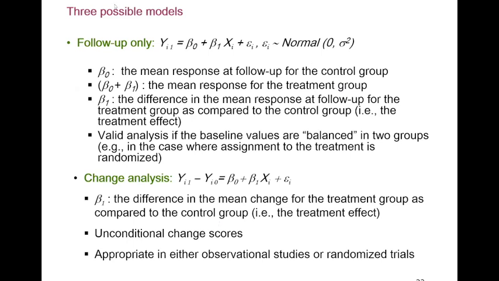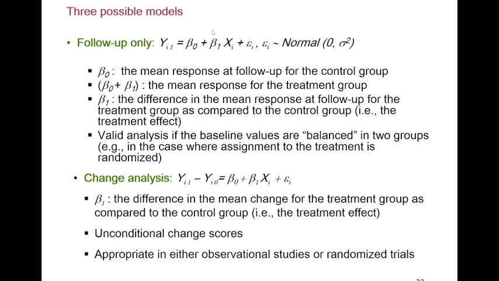There are basically three possible analysis approaches. One is you just use the follow-up value. So you're using the regular regression model, where the follow-up value is included as the response variable, and the covariate is just the group indicator. So for each individual, you ignore the baseline value. The model includes the follow-up value as the response variable and the treatment indicator as the covariate, as the exposure.